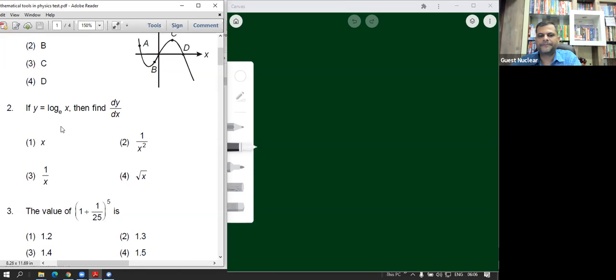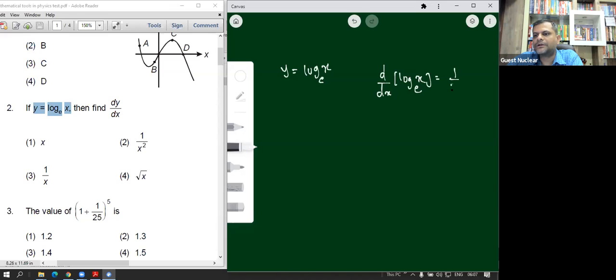Just read it once. If y is equal to log of x, then find dy by dx. It's a very simple question. Simply we have to find out the derivative of log of x. Basically y is given to be equal to log of x to the base e, and already we have the formula in derivatives, as we have just seen last time, that derivative of log of x to the base e is always equal to 1 upon x.